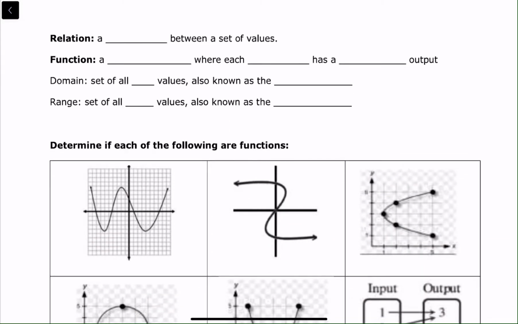So here we're going to define a few more things for you. A relation is a relationship between a set of values. A function is still a relationship where each input has a single output. And that's the big key word here: single.